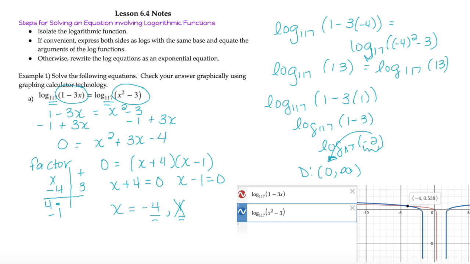That is why when I'm graphing, the answer of -4 is the only one we see, because when we substitute 1 in, it's not in our domain. I am also using the intersect method, where I set the left-hand side equal to one graph and the right-hand side equal to the other part of the graph, and find out where they intersect one another. And I do see they intersect at -4, which is what we found algebraically. Let's head over to slide 2.